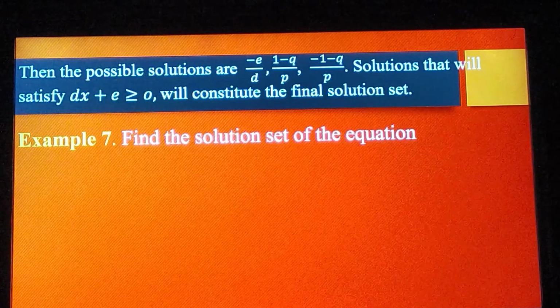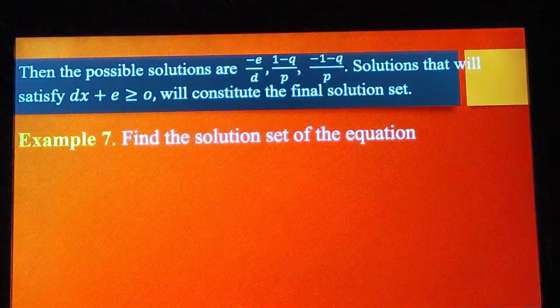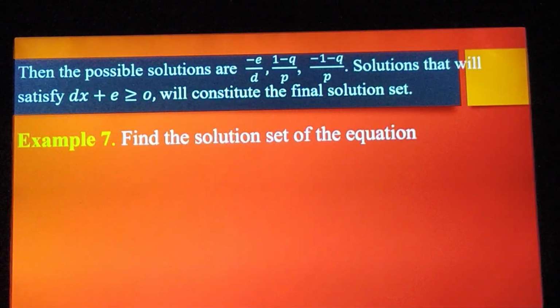Then the possible solutions are negative e over d, 1 minus q over p, and negative 1 minus q over p. Again, solutions that will satisfy dx plus e at least 0 will constitute the final solution set.